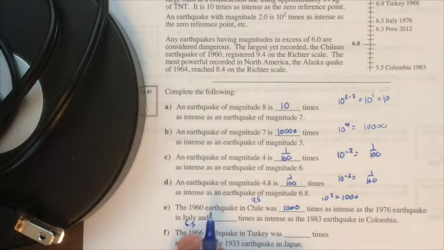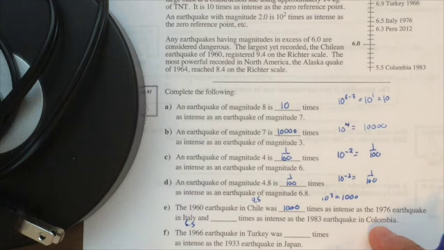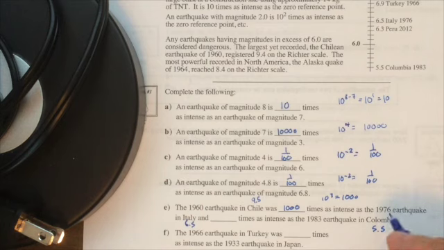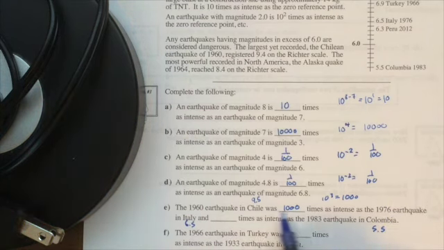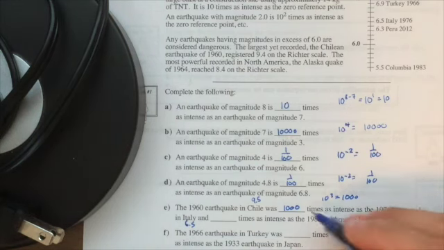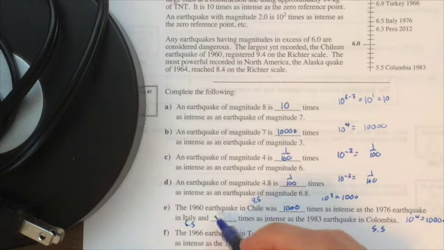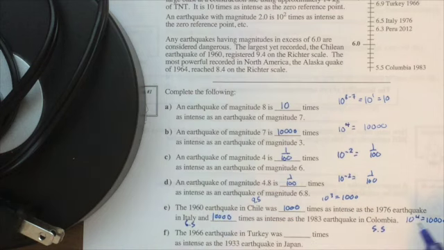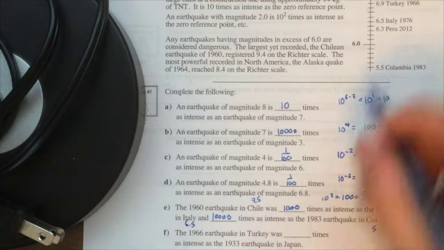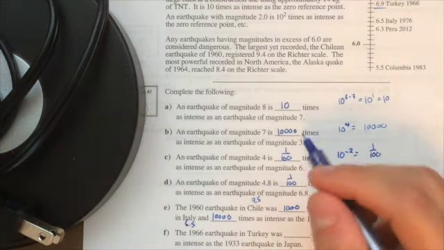But how about if we compare the Chile earthquake to the earthquake in Colombia, which was 5.5 on the Richter scale? That's 10 to the power of 4, because the difference from 9.5 to 5.5 is 4. So 10 to the power of 4 means 10,000 times as intense as the 1983 earthquake in Colombia. And then the 1966 earthquake in Turkey was 6.9 on the Richter scale.